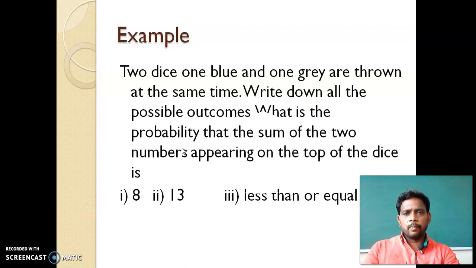Let us continue the slides now. Look at the next example. Two dice, one blue and one gray, are thrown at the same time. Write down all the possible outcomes.